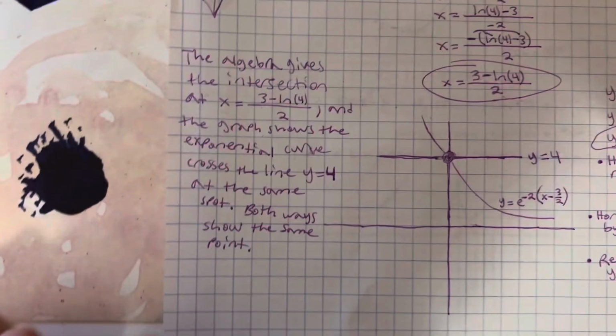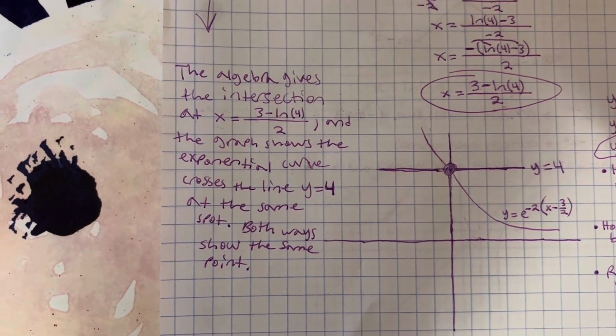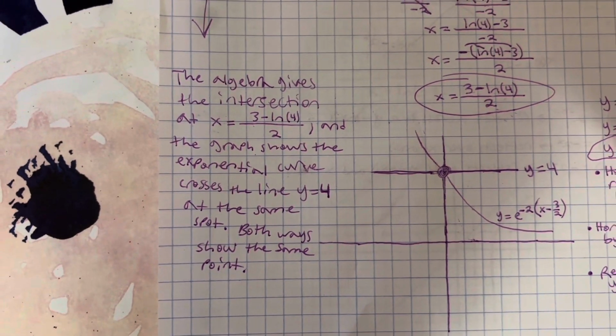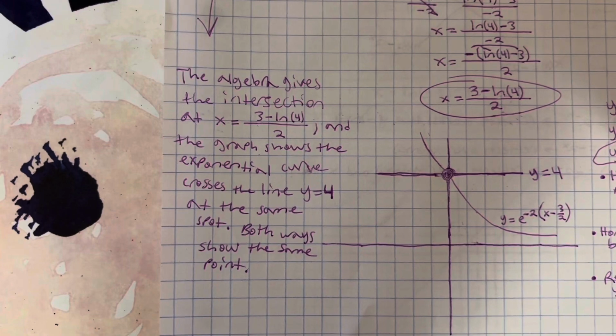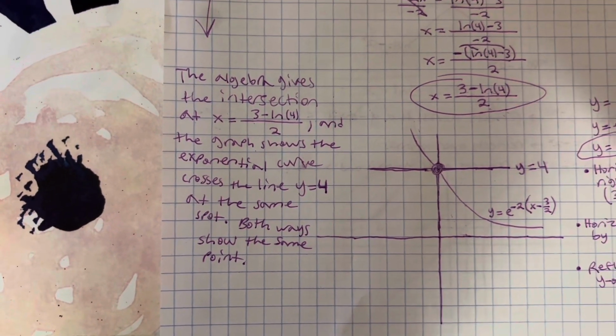So basically the algebra gives the intersection at x equals (3 minus natural log of 4) over 2, and the graph shows the exponential curve crosses the line y equals 4 at the same spot. So both ways show the same point.